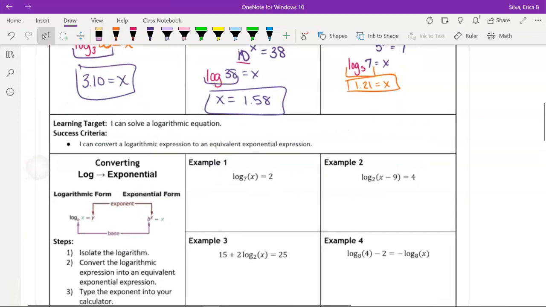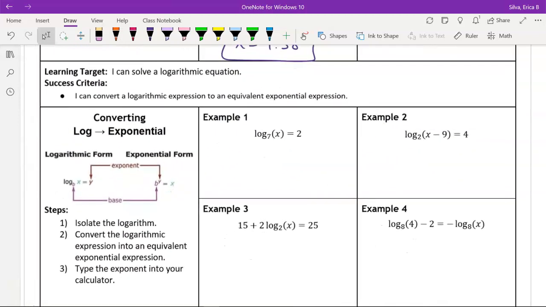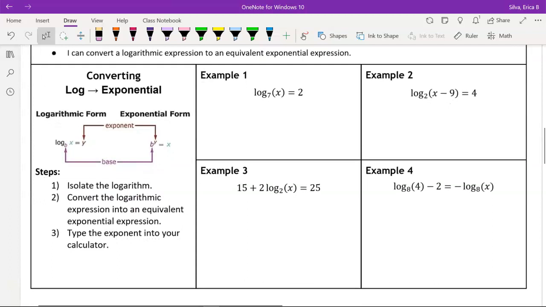All right, so for the next part, or part 2, we're going to solve logarithmic equations. So for this one, we're going to be doing the opposite. Instead of converting to log, we're going to convert the logs to its exponential form. So the steps are the same. We need to isolate the logarithm, convert it into its exponential expression, type it in our calculator to find our answer. So with this one, it's already isolated.